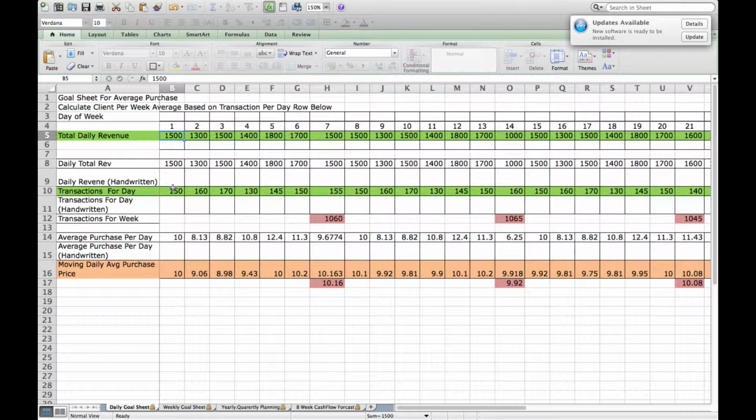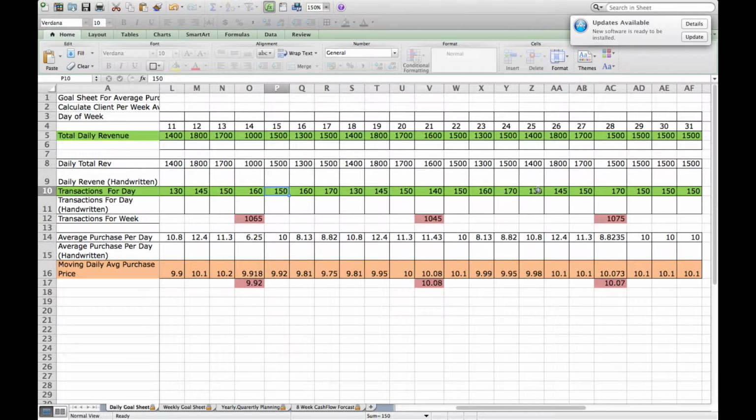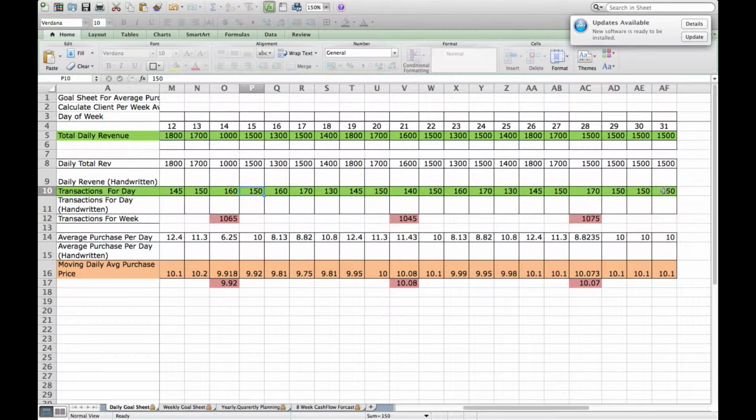So this is the next thing you input after you input total revenue. The only other thing you input into the sheet is the amount of transactions you had for the day. So on day 1 you had 150 transactions, day 2 160. Again, we go to day 15. Over here you had 150. On day 31 there was 150 there too.